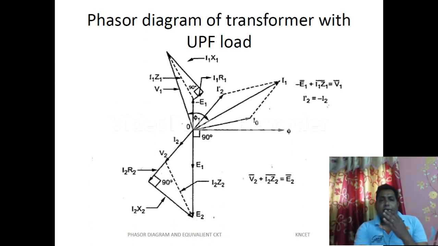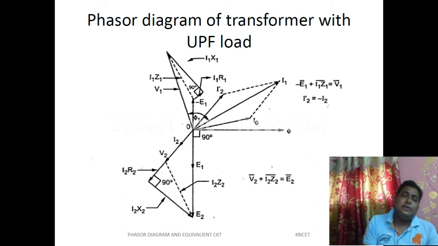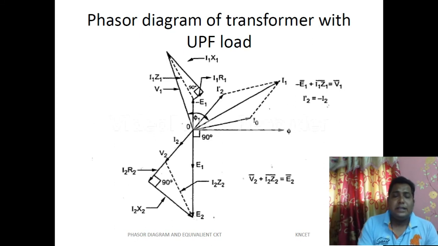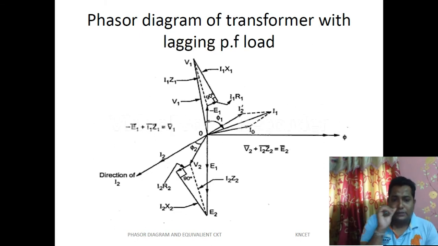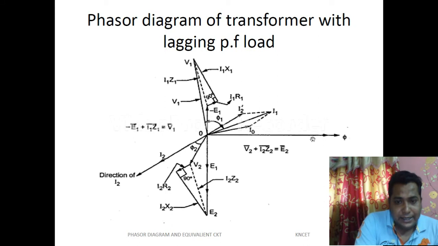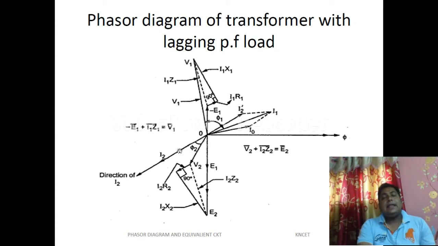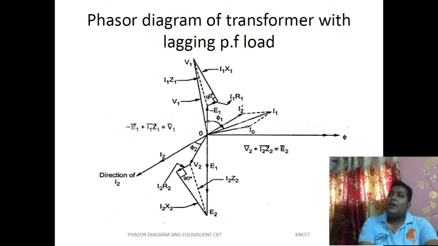Now we will go for the next slide, and almost everything is the same, only little things are changing due to the nature of the load. So coming to the next one, see phi is there, V is there, V1 is there, I0 is there, I1 is there, I2 bar is there, E1, E2 is there. So what is the change? There is a change between I2 and V2, as this is a lagging power factor, and we cannot say right now that this is a pure inductive coil.